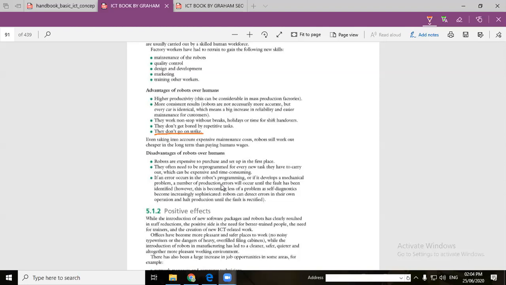Remember, this is a machine. It doesn't have a mind like a human being that can correct itself. It does what it has been instructed to do. So that is another disadvantage. Those are the three disadvantages.